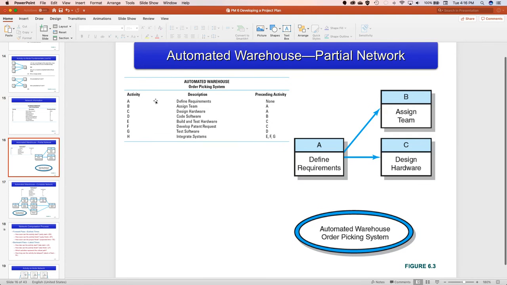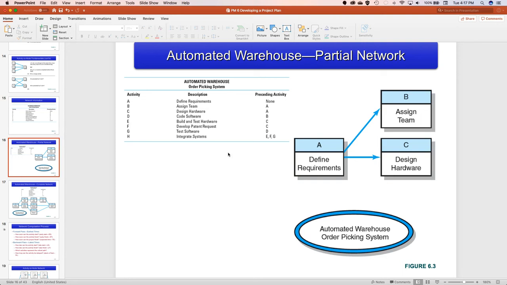Okay, so when we look here, we see that we have activities A through H. A is that we have to define the requirements for the project first. So far, so good, right? There is no predecessor activity or preceding activity because A is the first thing we do. But before we can assign the team and design the hardware, we have to define the requirements. That's what the preceding activity part over here means. So what that means is that we need to burst that out so that B and C follow A. So A becomes a burst activity. B and C can then be done at the same time, so they're parallel activities. So far, so good? Okay, so y'all got that?